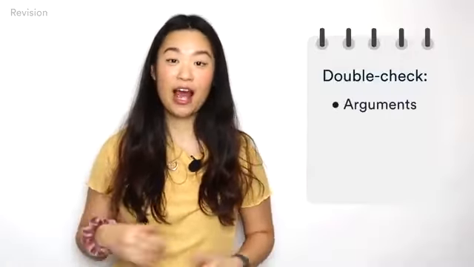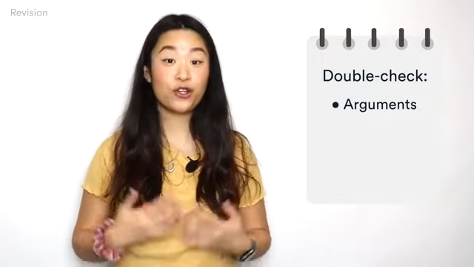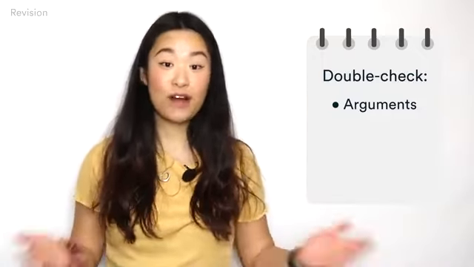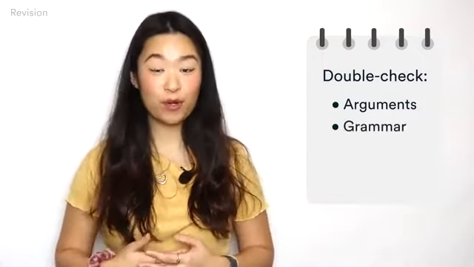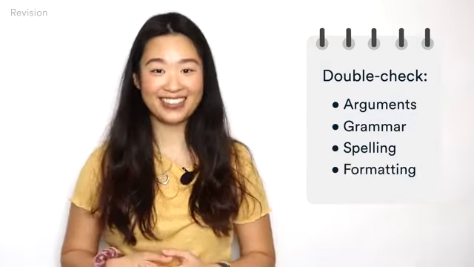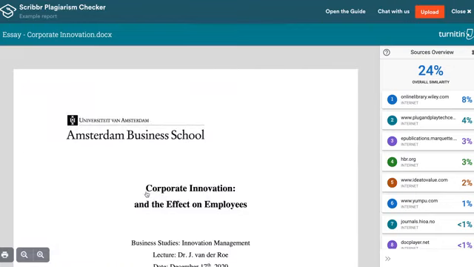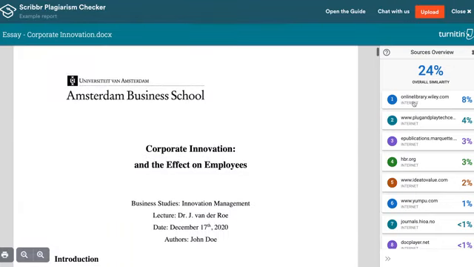After you're done writing, but before you submit your hard work, it's important to revise and polish your writing. Double-check your arguments. Have you said everything you meant to say, or do some points need restructuring? Finally, make sure to check your grammar, spelling, and formatting. And if you've cited sources in your paper, also use a plagiarism checker to make sure everything is good to go. Once you've checked everything off this checklist here, you're good to go.